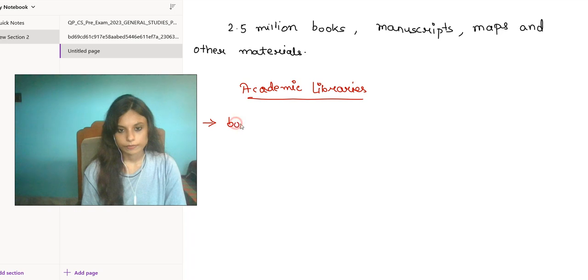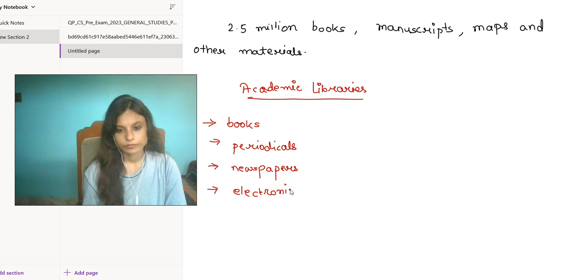Books, periodicals, newspapers, electronic resources, and other materials.